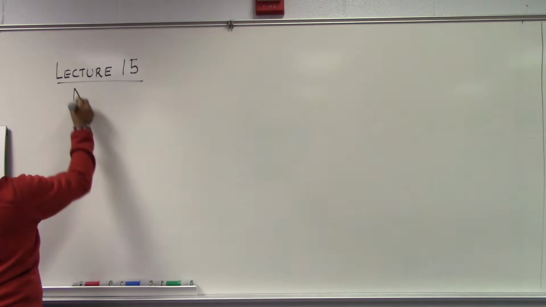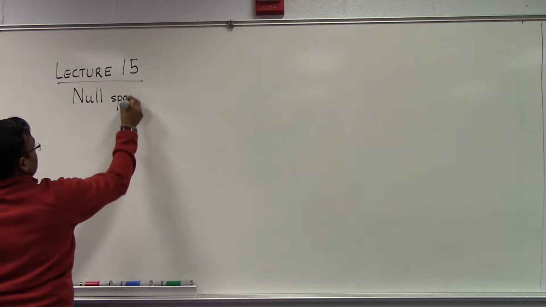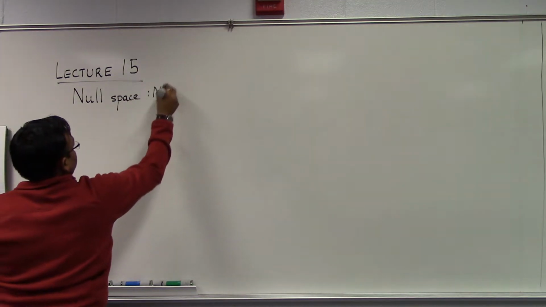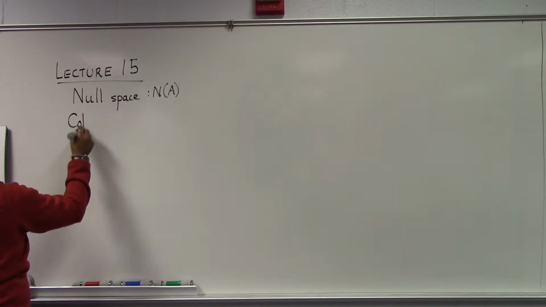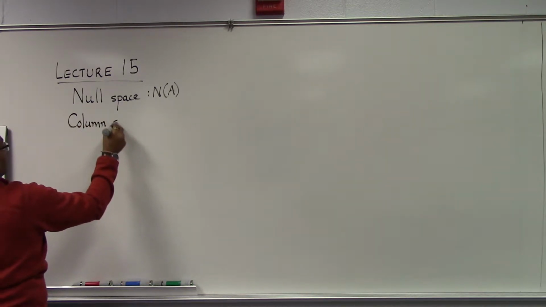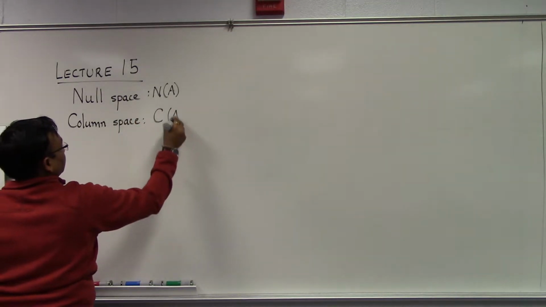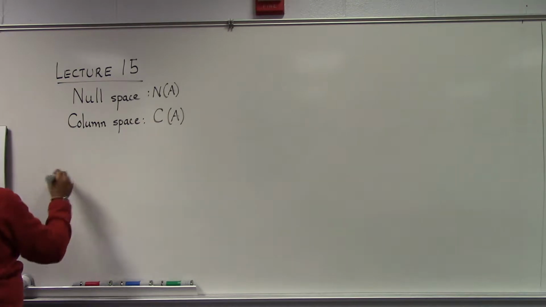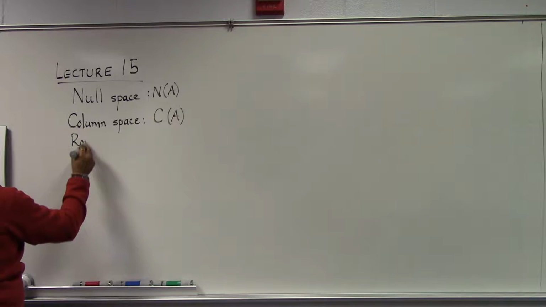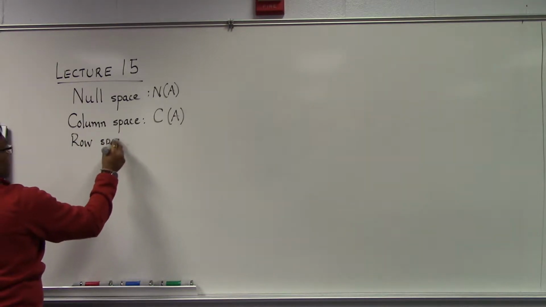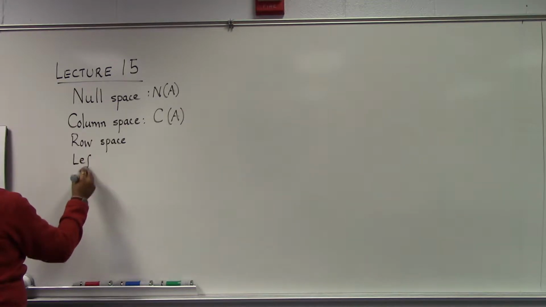So we had already talked about the so-called null space, which was denoted by N of A. Then we started discussing the so-called column space, which we would denote by C of A. And there were two more spaces that we want to deal with: row space and the so-called left null space.